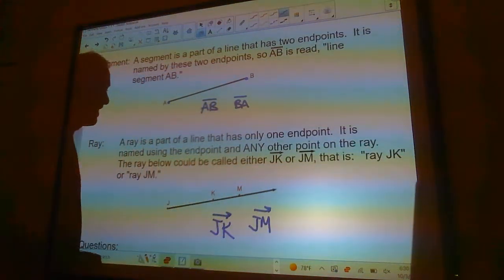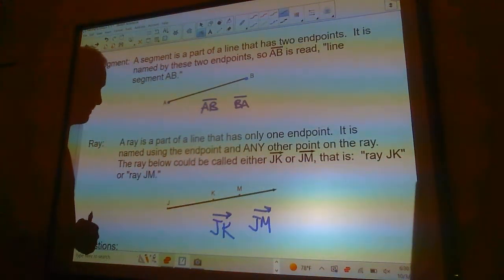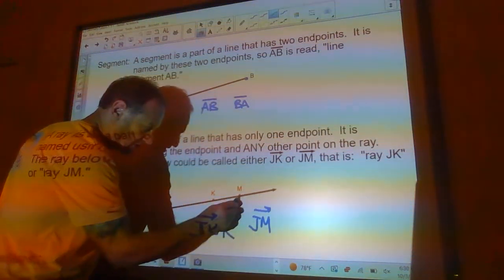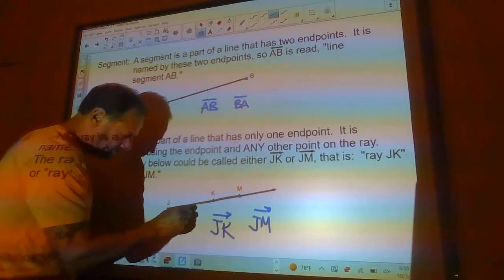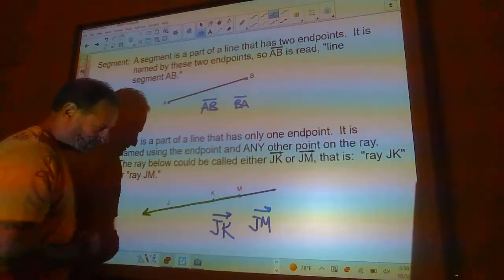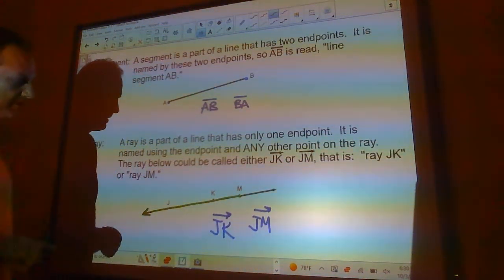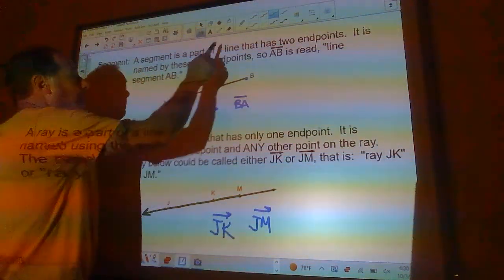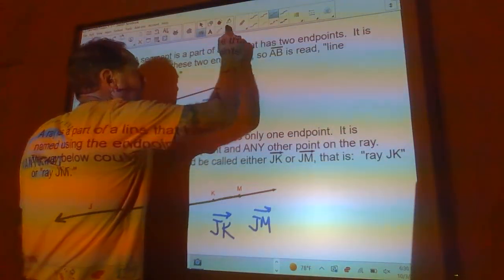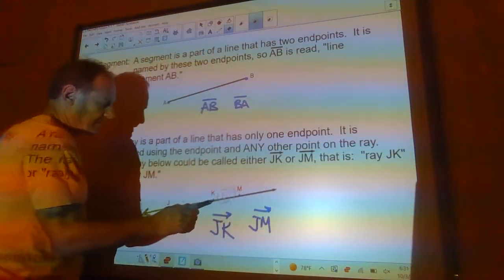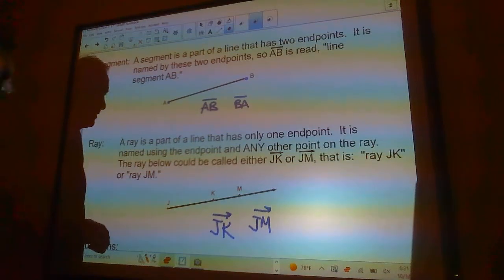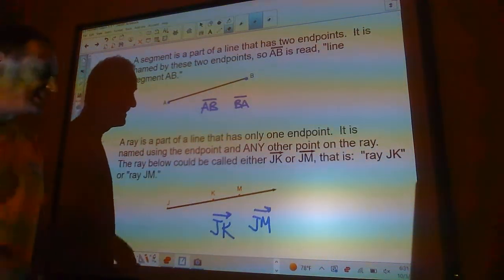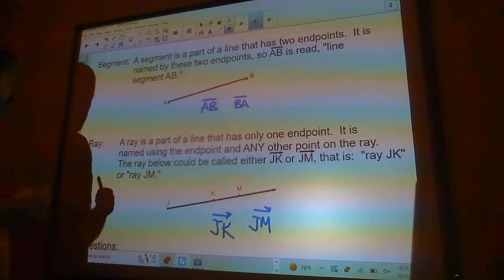I could also call it ray JM. Okay? I cannot call it ray MJ, because that would be a different ray that started here and went this direction. That would be a different ray than ray JM. So be very cautious of that. People mess that up all the time. You can write segments backwards. You can write lines backwards. You cannot write rays backwards.